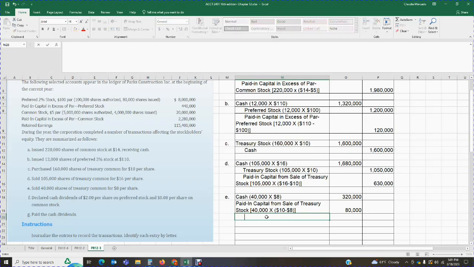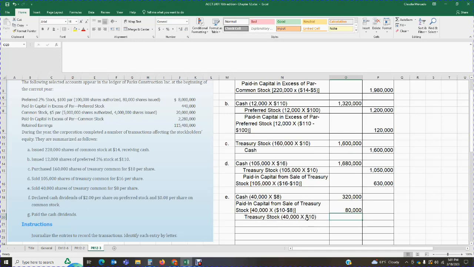And then we're going to record our entry to treasury stock to record the actual sale of that stock. We sold 40,000 shares at $10 apiece. We always have to record our entry to our treasury stock at par value, even though we sold it for $8. So the entry to your treasury stock always has to be at par.